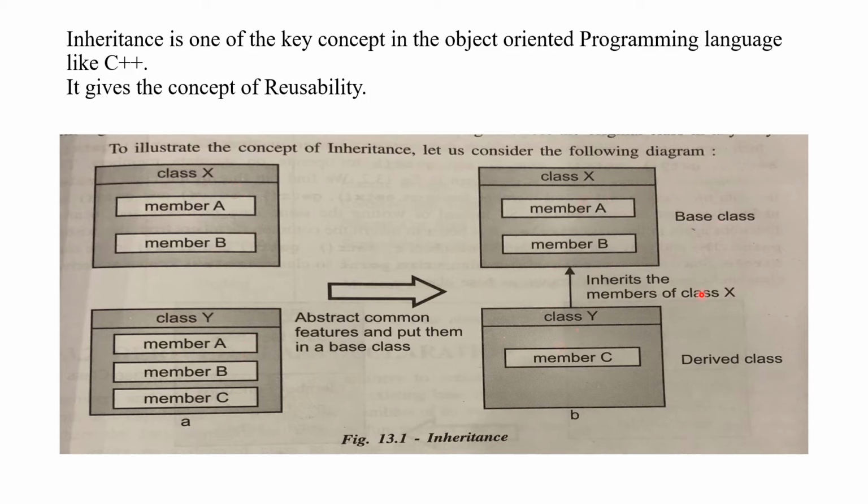So how are we going to inherit it? In class Y we are inheriting members A and B. This is your base class. Now we make X the base class, and this is your derived class. We are inheriting members A and B, which will be automatically used by this class with some additional feature and some additional member, that is C.